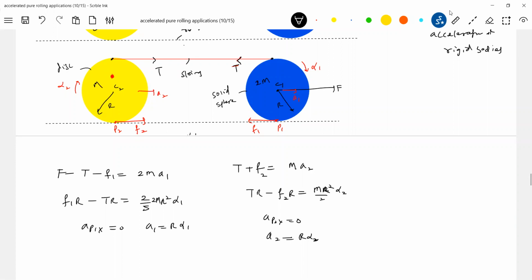What is the acceleration of the highest point? So P1, P2 we took. So let me take B1, B2. The acceleration of point B1 should be equal to that of B2. Any reason? The string is inextensible. What is the acceleration of point B1? A1 plus R alpha 1. What is the acceleration of point B2? A2 plus R alpha 2.